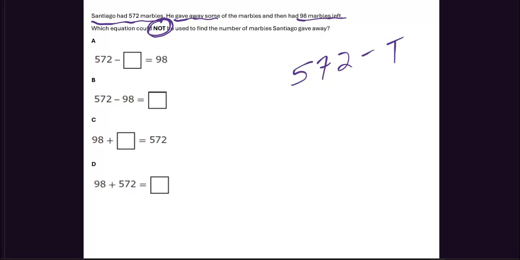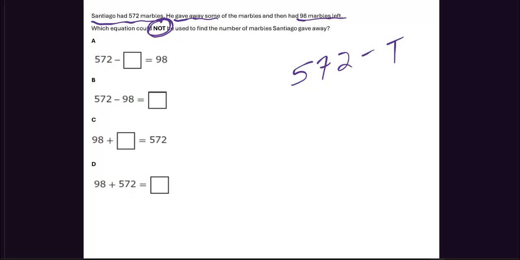Here's where we have to be careful because it says which equation could not be used. So let's look at A. A says 572 minus blank equals 98. B, 572 minus 98 equals blank. C, 98 plus blank equals 572. D, 98 plus 572 equals blank.